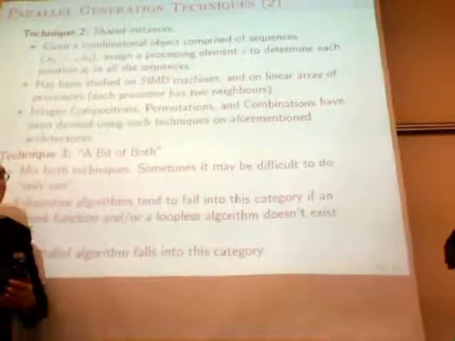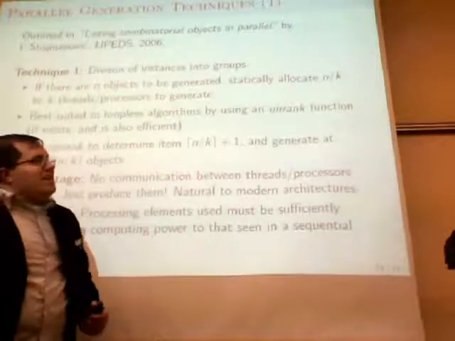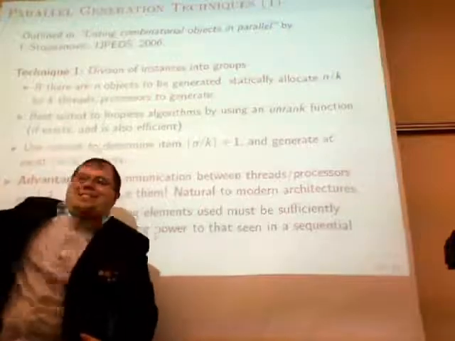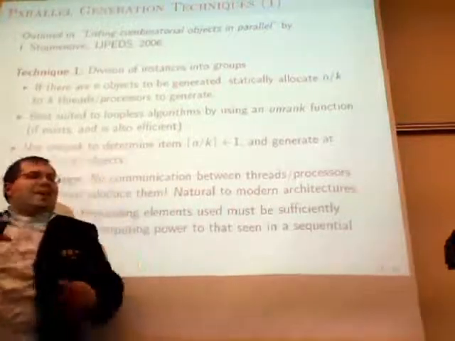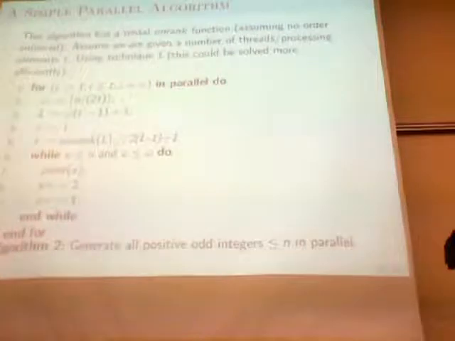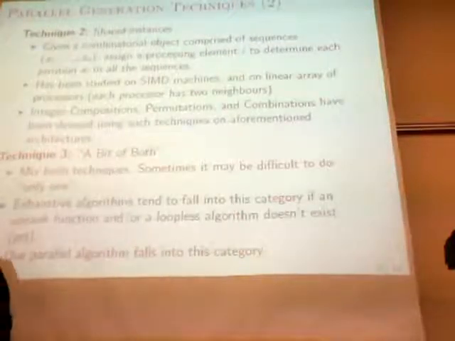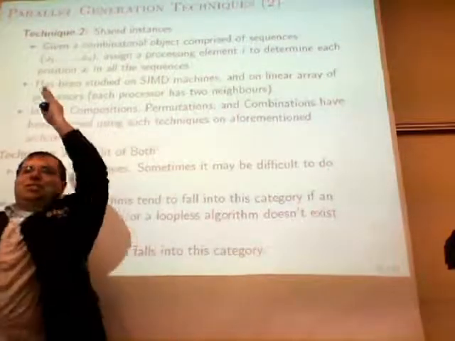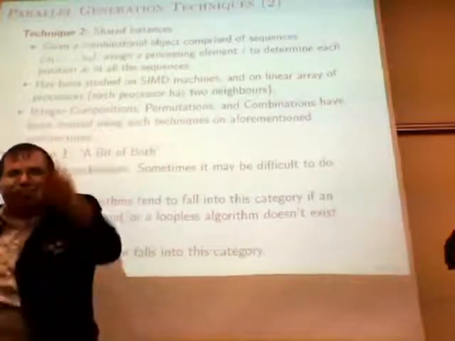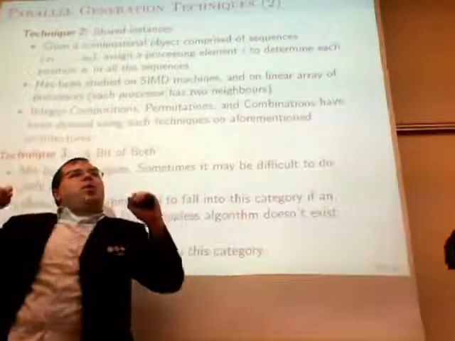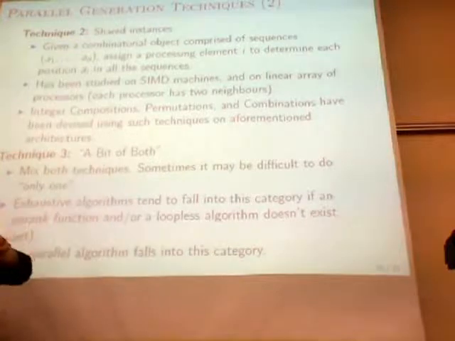So the way you can think about it is, technique 1 is generating them like this. You're generating the whole sequences together in groups. Technique 2, you're saying, okay, each processor's in charge of one position. So now they're generating like this. They'll produce each part, and then they just put them all together at the end.